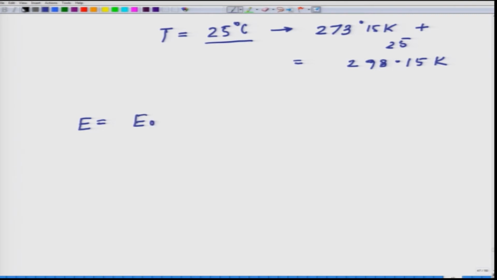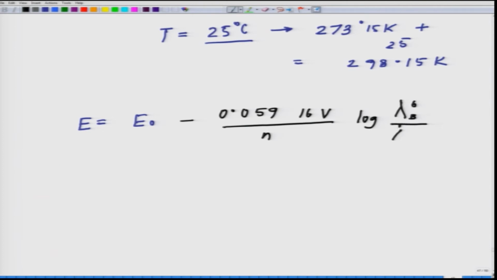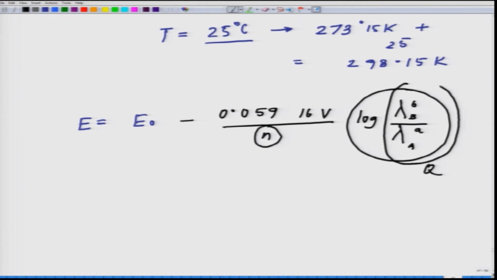So, the Nernst equation at 25 degree centigrade is E is equal to E0 minus 0.05916 volt divided by n, log of Q. The potential changes by 59.16 millivolt per electron for each factor of 10 change in Q. This is the amount which is changing here.